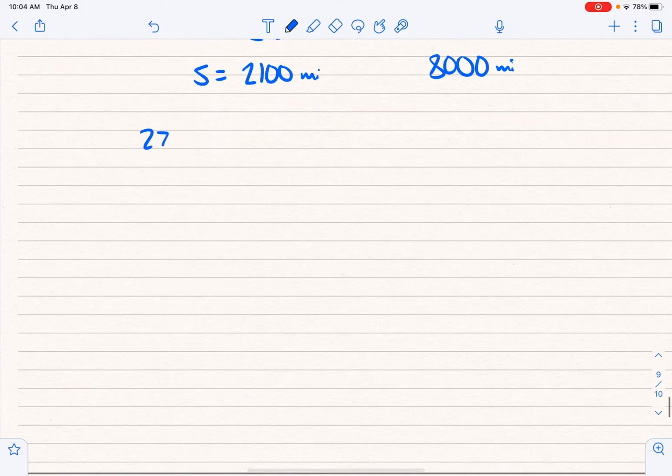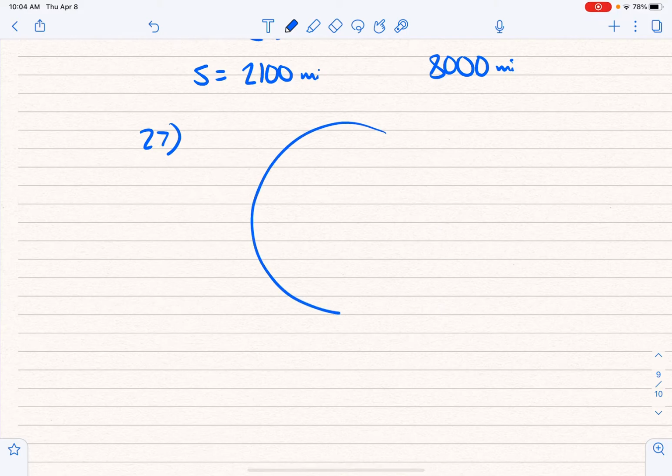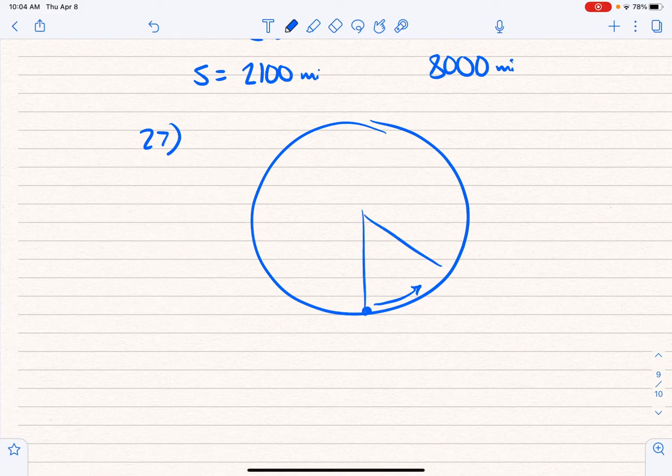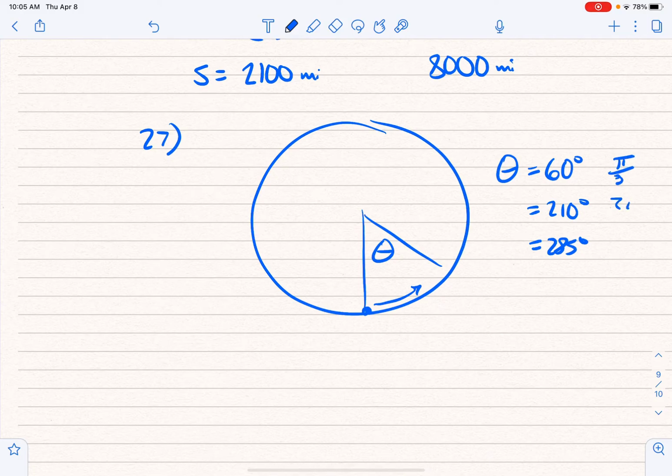Okay, number 27. They do a Ferris wheel. Okay, we love those Ferris wheel problems, and so they're basically looking at this Ferris wheel and saying, hey, you start here and you're traveling around. And we're just saying, how far did you travel based on what this angle is, and we're going to call that theta, and theta is 60 degrees, and theta is what, 210 and 285. Okay, the nice thing is that 60 and 210 are on the unit circle. This is pi over 3, 210 is 7 pi over 6, 285 we've got to convert.